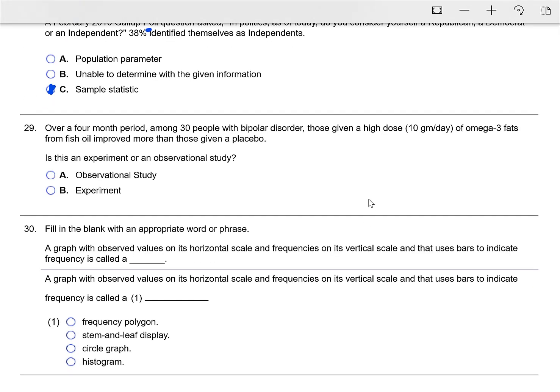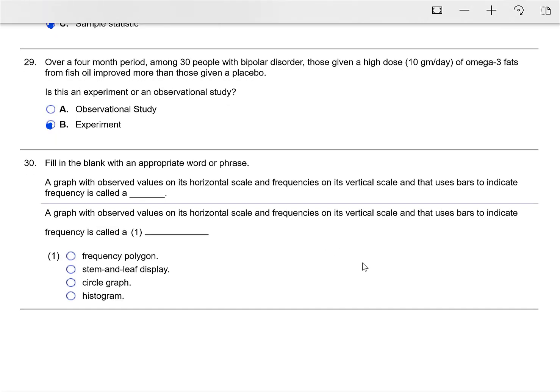Over a 4-month period, among 30 people with bipolar disorder, those given the high dose of omega-3 fats from fish oil improved more than those given a placebo. Is this an experiment or an observational study? Okay, so they're given a treatment here, so this is an experiment. A graph with observed values on the horizontal axis and frequencies on the vertical axis, and that uses bars to indicate frequency, is called what? And that's a histogram.